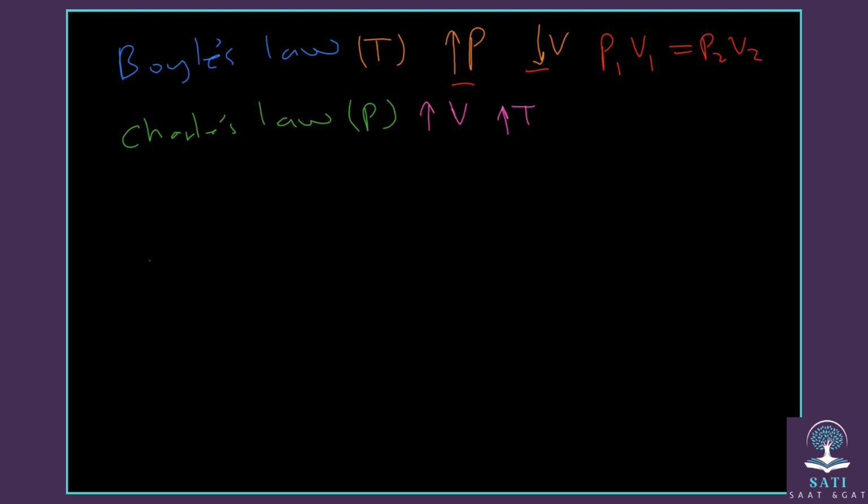So here now, how can we write this formula? V and T. If the relationship is directly proportional, you can write it as division, not multiplication. So you can write it like V1 over T1 equals V2 over T2. I hope that is clear now.